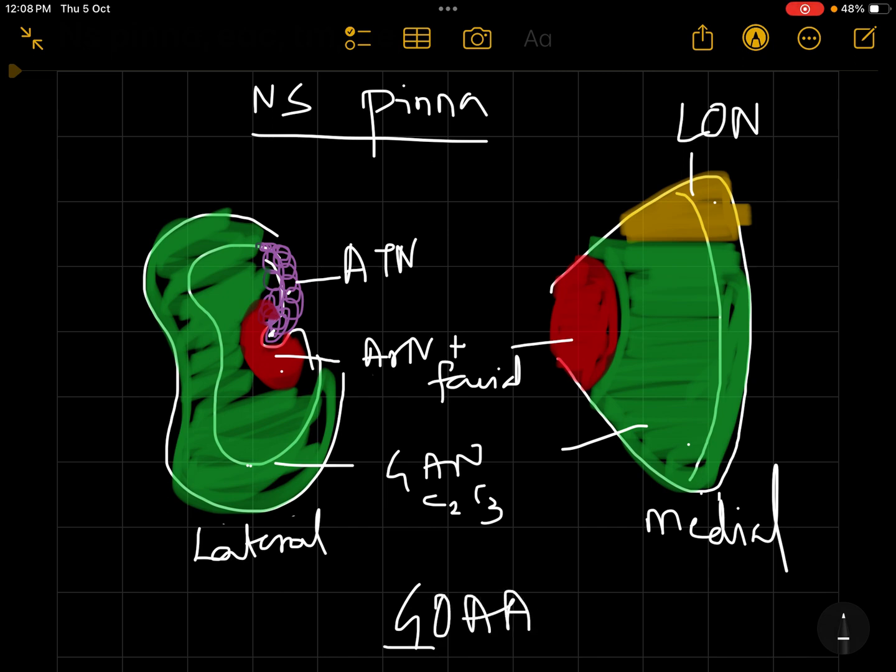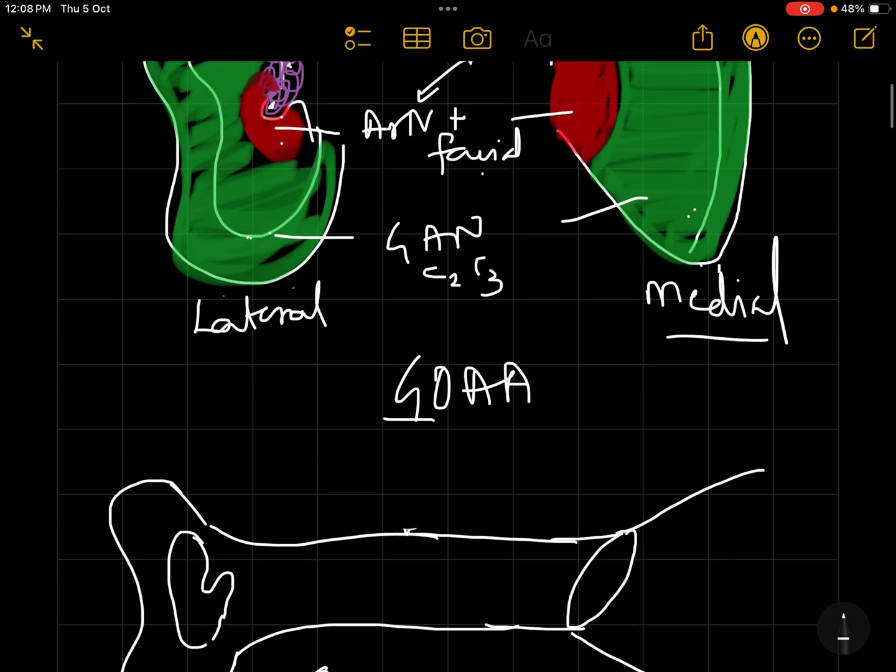The greater auricular nerve supplies the medial surface and the majority of the lateral surface of the pinna. The lesser occipital nerve supplies the superior portion of the medial surface of the pinna. The auriculotemporal nerve, a branch of the mandibular branch of the trigeminal nerve, supplies the tragus, crus of helix and adjacent helix. Arnold nerve, a branch of the vagus nerve with the facial nerve, supplies the concha and antihelix.